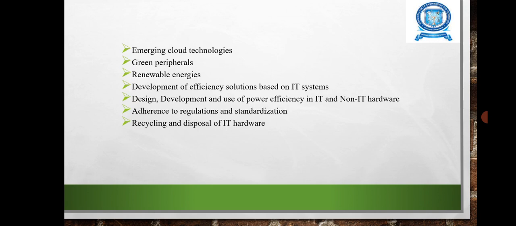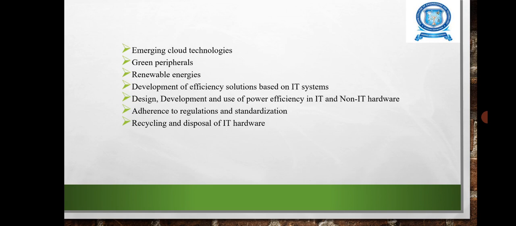Next one is green peripherals. It is the area of printers, copiers, and similar office equipment that are associated with IT. It has a sustained impact on the carbon footprint of a growing organization. Next one is renewable energies. It includes the alternate sources of clean and green energies, for example, solar, wind, and nuclear.